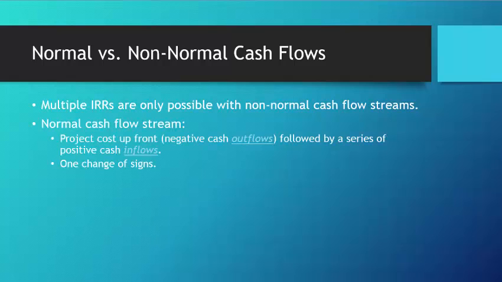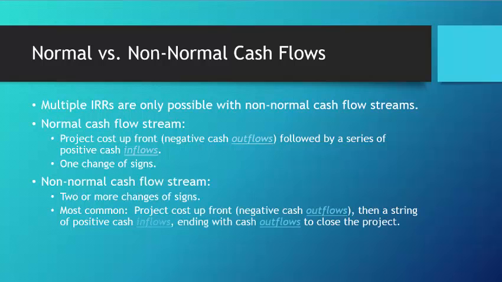The conventional cash flow stream looks like this. Project costs are all up front, meaning the outflows are all together, one period after another or just one period only. All the negatives are negative, negative, negative, negative. You could have a whole bunch of negatives in a row and it's still a conventional cash flow, but the outflows are all together and all up front. They're followed by a series of positive cash flows, inflows all the way through the rest of the cash flow stream. There's only one change of sign from negative to positive. If that's true, then you have a conventional cash flow stream.